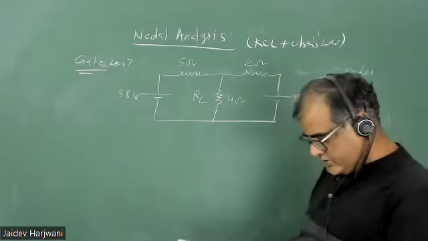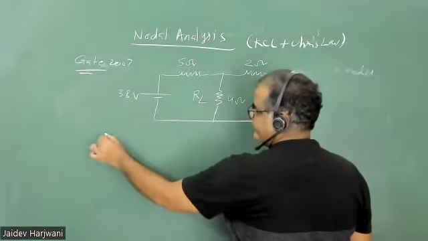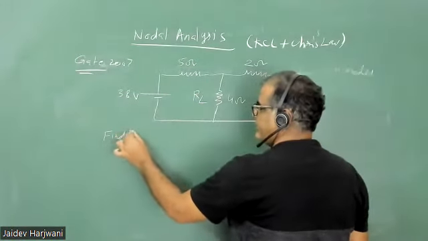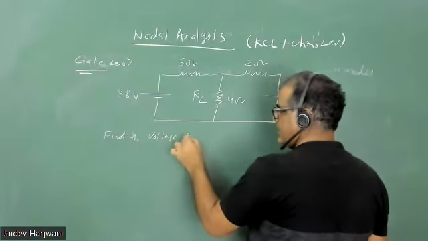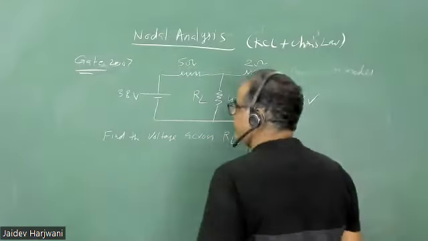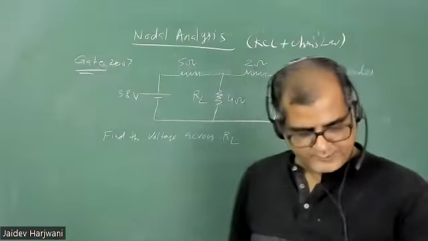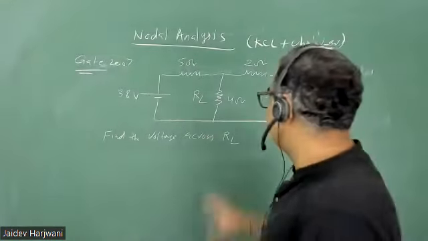So in the question, it says find the voltage across RL. So now you need to find the voltage across RL.